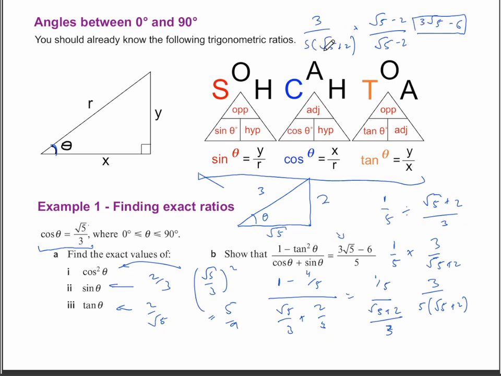over root 5 plus 2 times root 5 minus 2, which is just going to be 5 minus 4, because root 5 times root 5 is going to be 5, and 2 times negative 2 is negative 4. Obviously, this is difference of 2 squares, so we don't have the middle term. And this just gives us 5 times 1, which just gives us 5. So we end up getting 5 in the denominator, which is what we wanted as well. So we showed that 1 minus tan square over cos theta plus sine theta equals this thing right here.